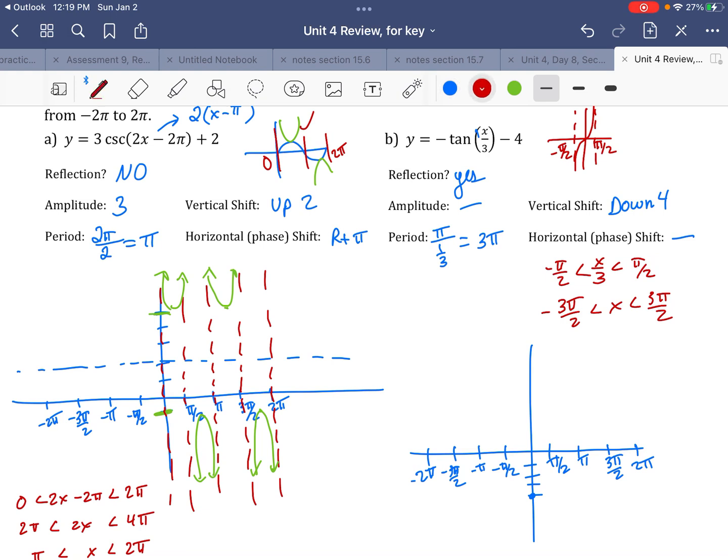My asymptotes are negative 3 pi over 2, positive 3 pi over 2. And I'm just going to draw a tangent, but upside down. So it's going to be my center right here. So it's going to come down here and go over.